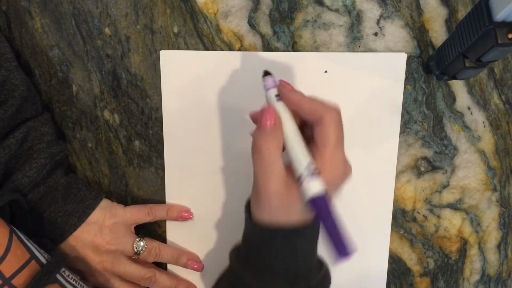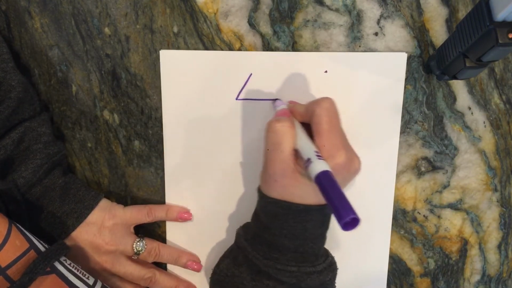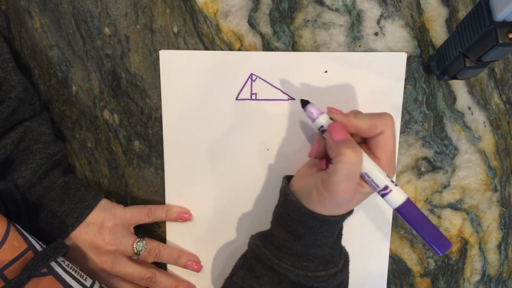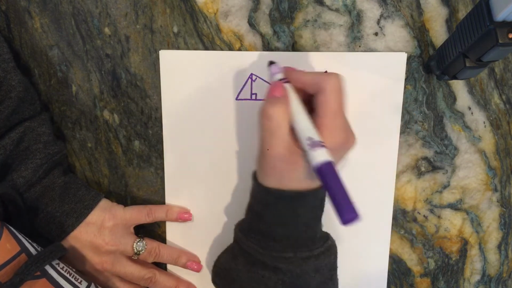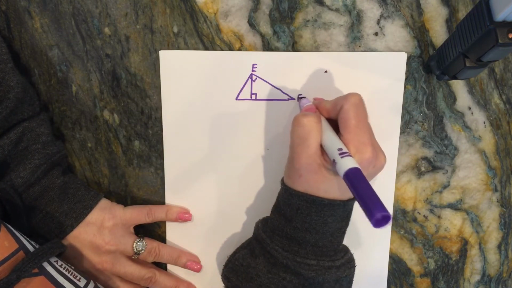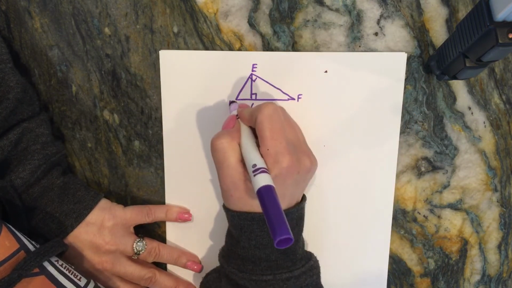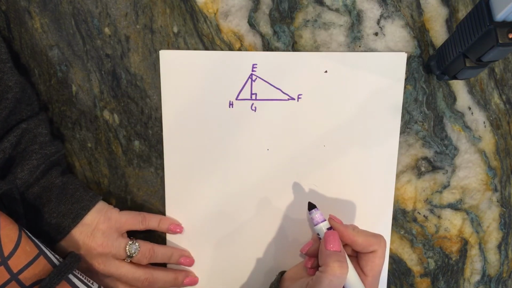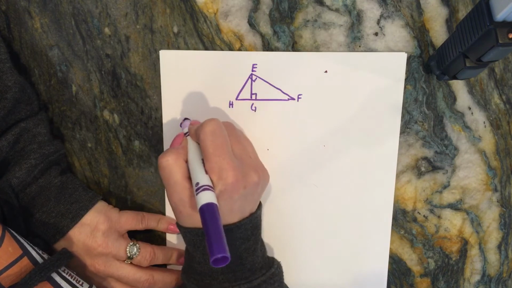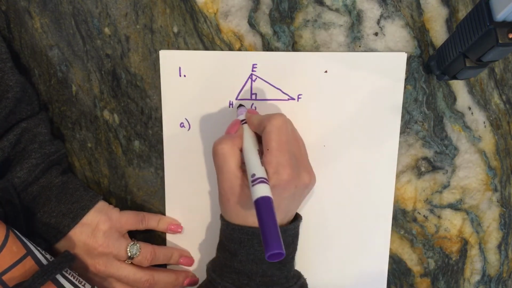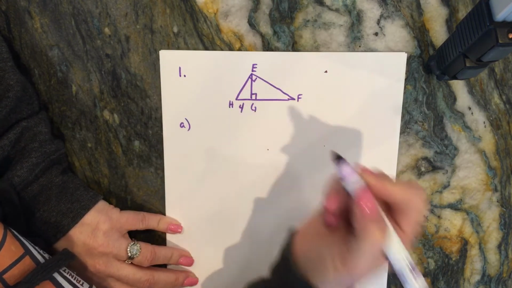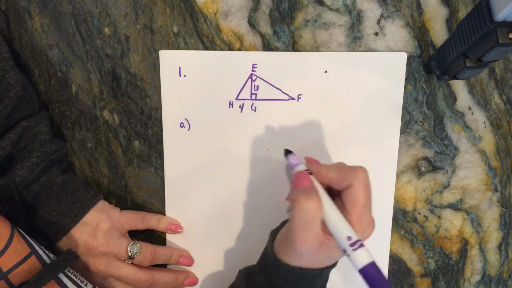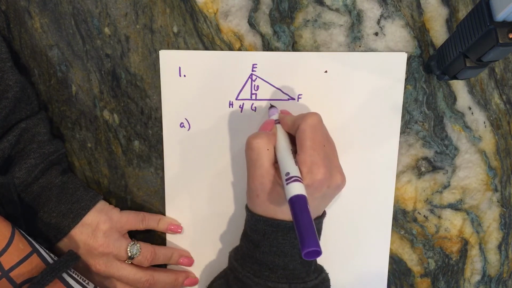Problem number 1, we've got our good old friend, the right triangle with an altitude. They've labeled it EFGH, and we are given different parts of the triangle. So HG is 4 for number 1A. HG is 4, EG is 6, and you're asked to find GF, so that's your unknown.